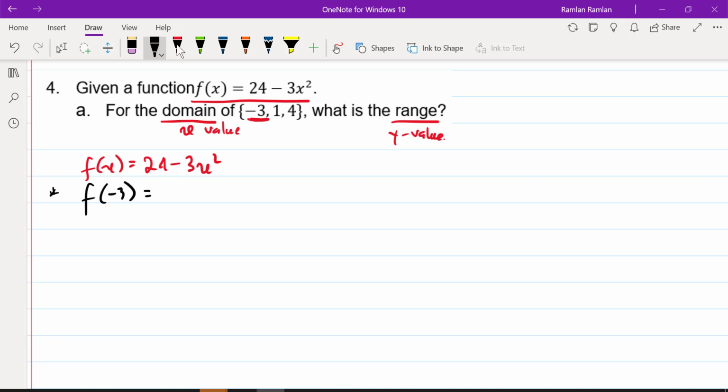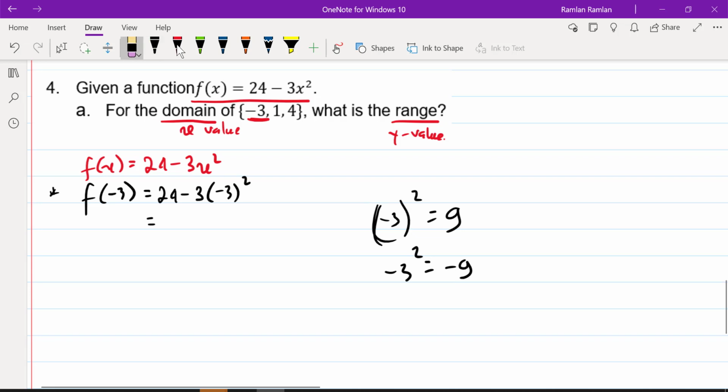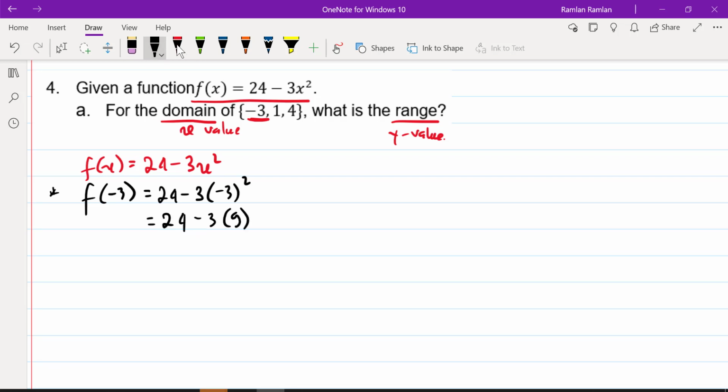Remember that whatever is inside this bracket, you only need to substitute this x with this negative 3. So that'll be 24 minus 3 in bracket negative 3 squared. Be careful if you are calculating manually. You need to do this first, right? Remember BODMAS, so you need to do the index first. Negative 3 squared is equal to 9, but negative 3 squared without brackets would be negative 9. So be careful that you really need to put this bracket over here if you don't want to make any mistake. If you do it manually, there'll be 24 minus 3 times 9, so 24 minus 27, which equals negative 3.